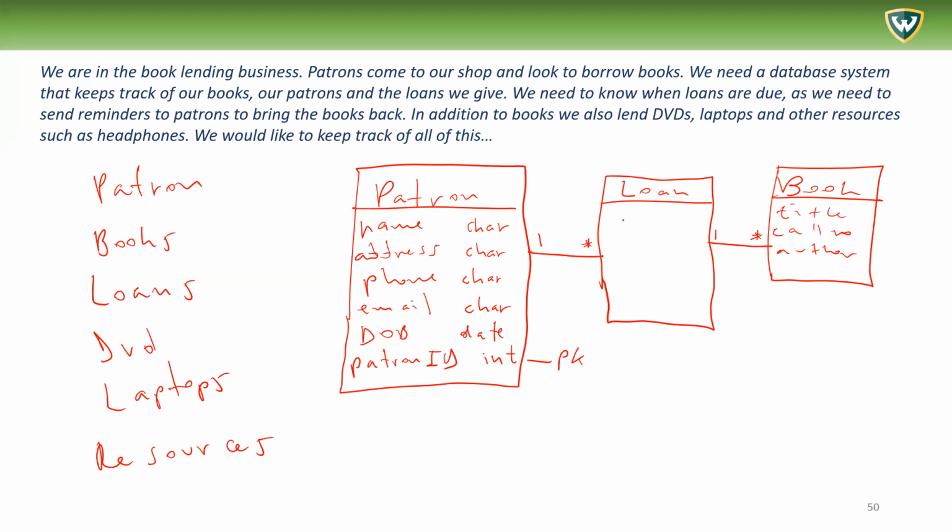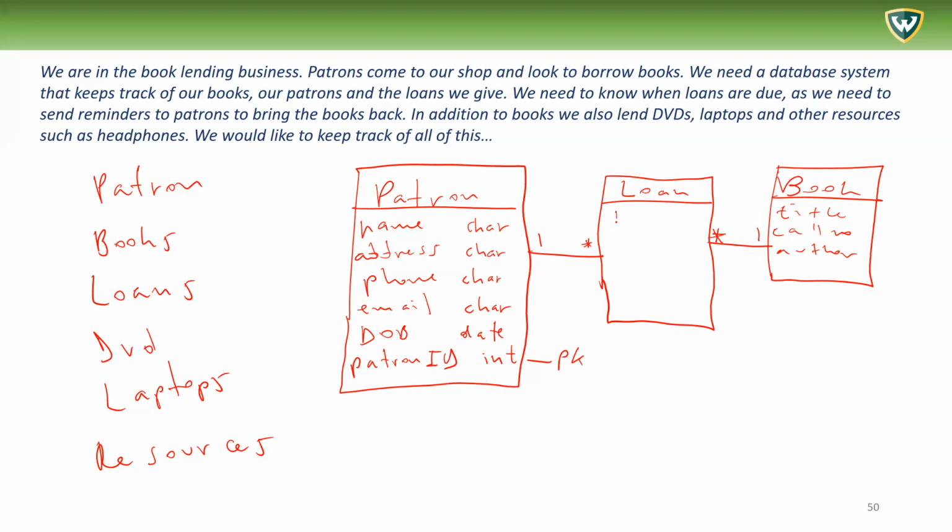It could be that one loan could have many people, two people borrow the book at the same time, but we don't want to do that. We want to enforce that each loan has to be only one patron. And actually, this is the opposite here. Each loan can have many books, but each book can only have one loan. No, this is wrong. Each book can have many loans, not at the same time, but over time. Each loan, though, only refers to one book.